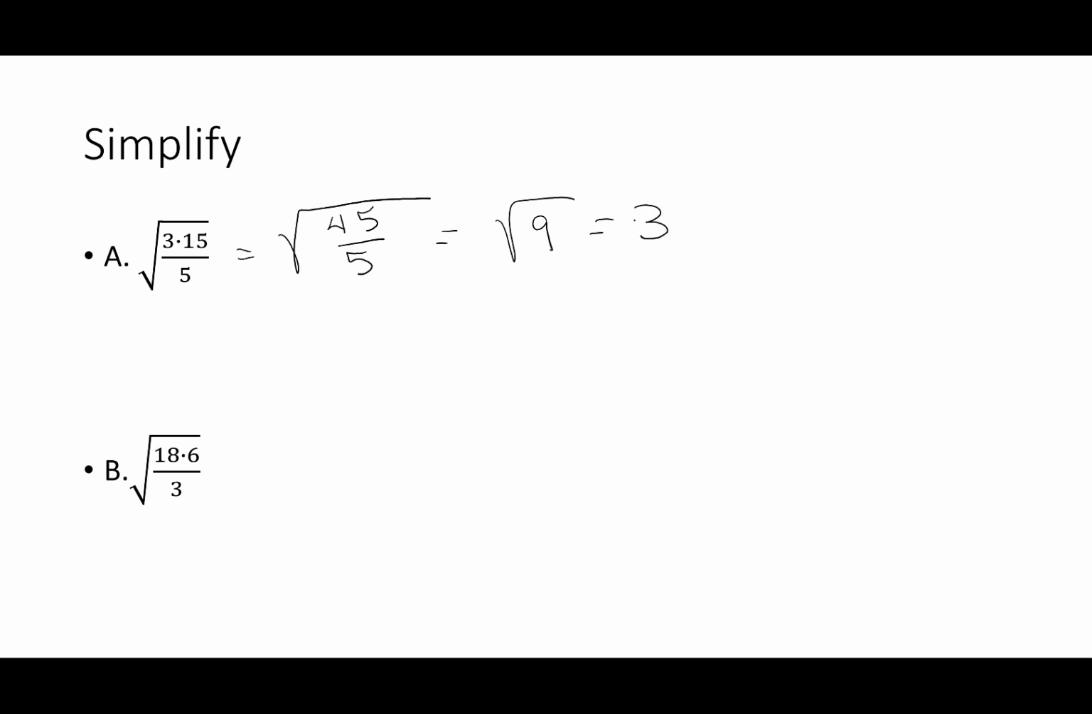Same thing for the last one. I have the square root of 18 times 6 over 3. So let's start with 18 times 6 is 108. Then we'll do 108 divided by 3, which gives me 36. Square root of 36 is 6.